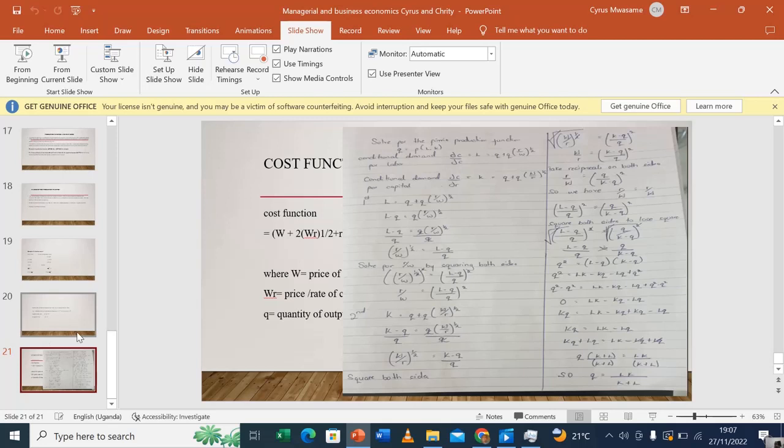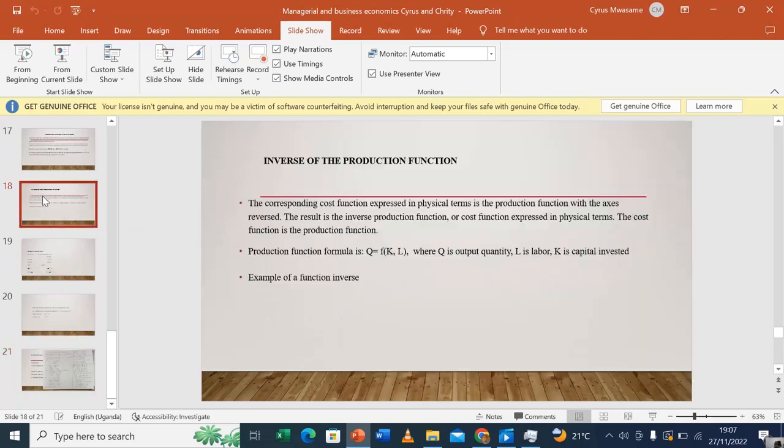All right. So to just take you a little bit up, we said that the corresponding cost function expresses the physical term in the production function with the axes reversed, and the result is the inverse of the production function, or the cost function expressed in physical terms.